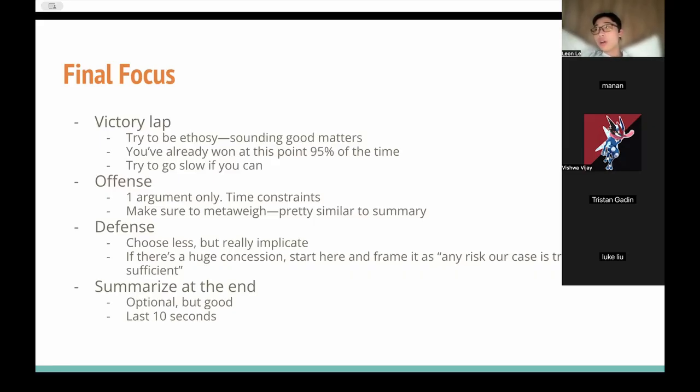Another thing you can do, I guess I'll quickly talk about salvaging the round, where you're pretty behind coming out of summary and your final focus really needs to clutch up. So some things that you can do in this case are that you kind of have to make some new cross applications, but you should identify which cross applications or which concessions you can make that would necessarily look really bad for them.